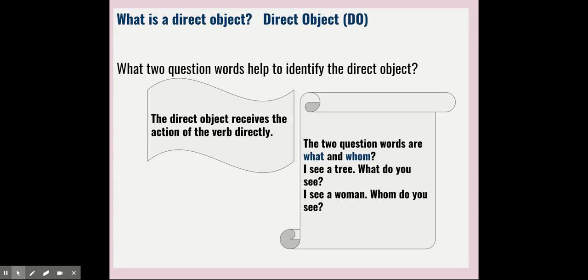Let's take a look at these two sentences. I see a tree. What do you see? I see a woman. Whom do you see? So the two questions are what and whom.